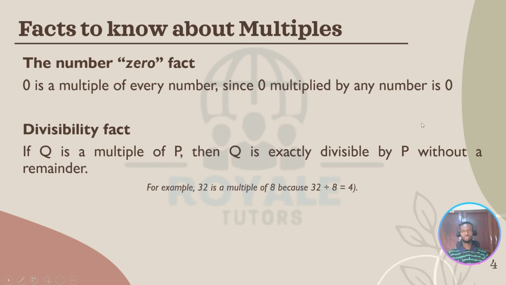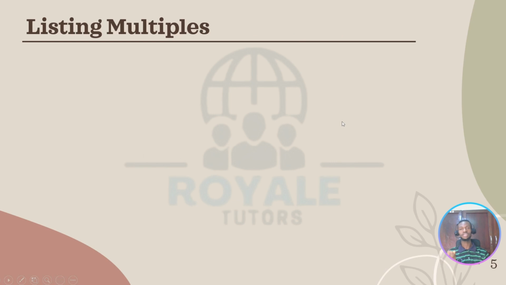So I believe you understood all the facts of multiples that we've learned so far. Now let's see how to list our multiples. Steps involved in listing our multiples. Number one, remember that 0 is a multiple of every non-zero integer. So let's list the multiples that are 0. So we have 2 times 0 is 0, 3 times 0 is 0, 34 times 0 is 0, because 0 is a multiple of every number.